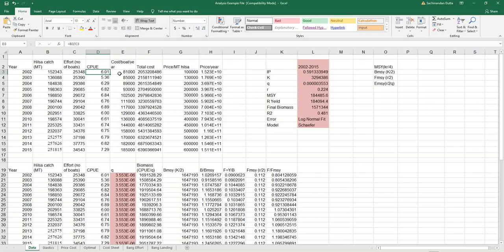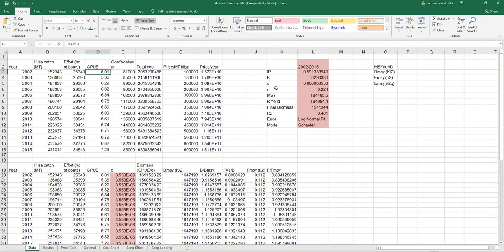So that cost data year wise, and the total cost means the per-boat cost, and then the total number of boats into the total cost, and the price, how much the price of the fish is. For a particular fish, the price per kilogram is the market price. Then we convert it into metric tons. Okay, so this is basically the input data.